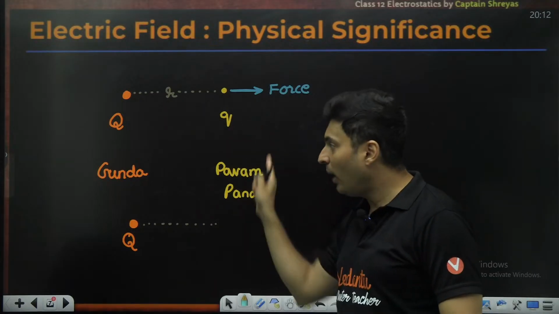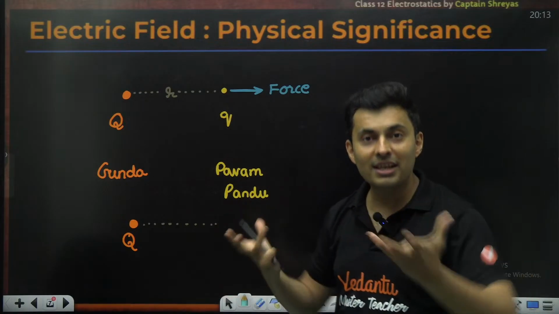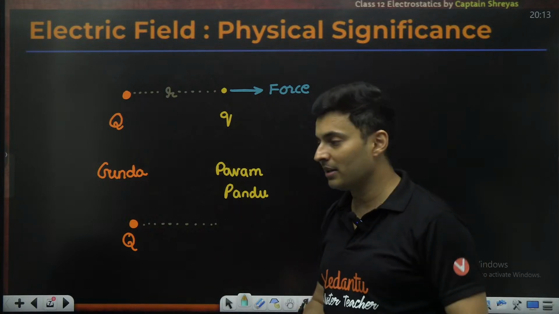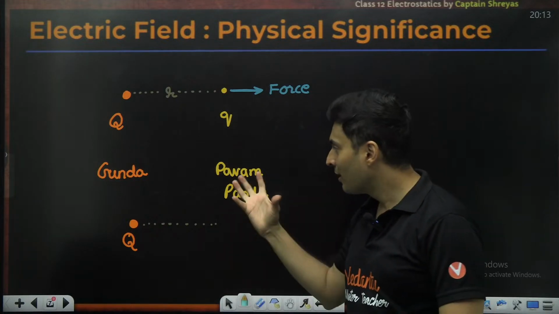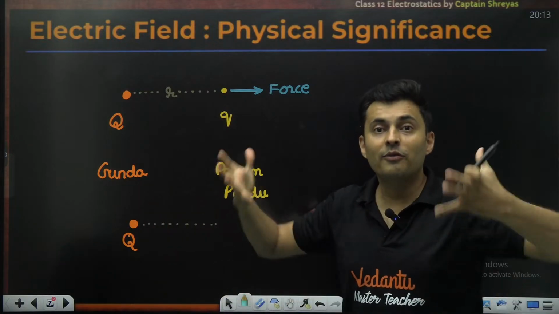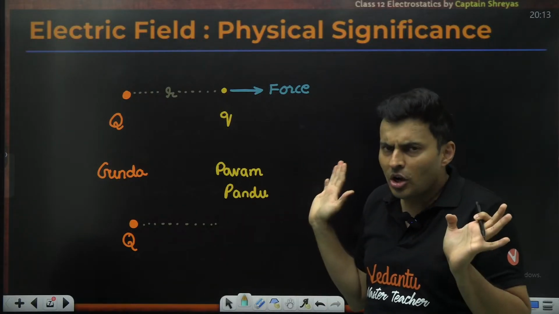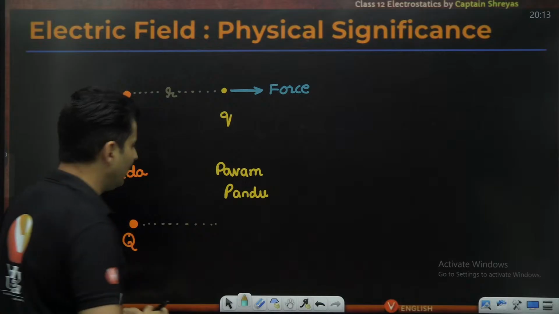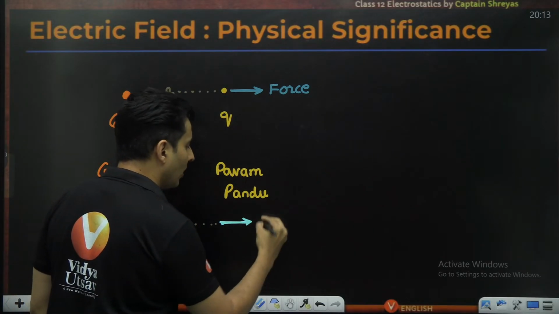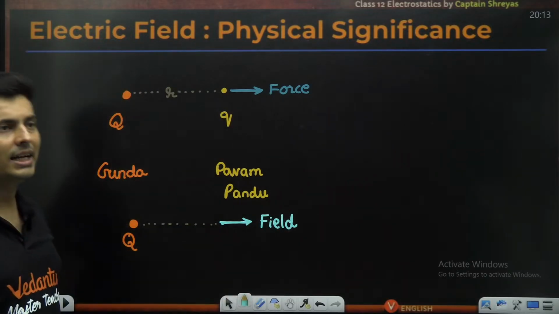When this Pavam Pandu comes in his field, in his territory, in his region, where his aura will be felt. Got it? Aura. You might have heard this word aura many times, the Gen Z word, right? When this Pavam Pandu comes in his region of field, he will experience that force. But if he's not, then this Gunda fellow, this capital Q charge, will always have something called the field. For that field, you don't need that charge.